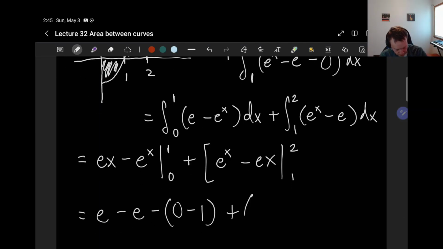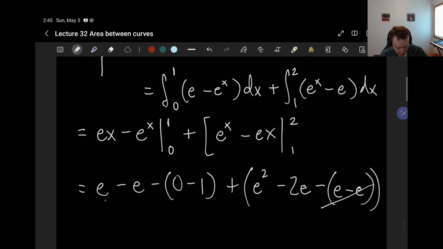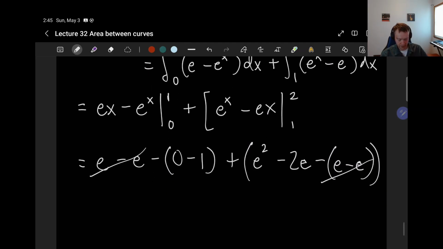Now over here, first we evaluated 2. So e squared minus 2 times e. Then minus plugging in 1. Well, that is, again, e minus e. So that part will be 0, as is this beginning part here. So what's left? Well, I've got a double negative for the 1. So that's a positive 1. And e squared minus 2e.